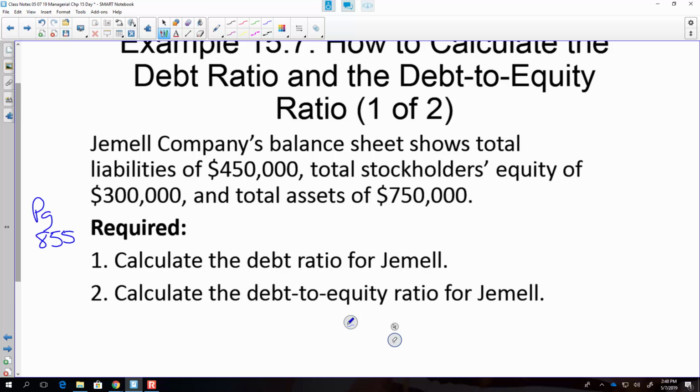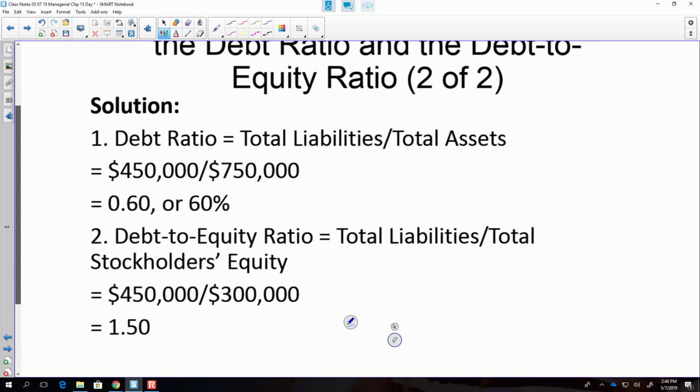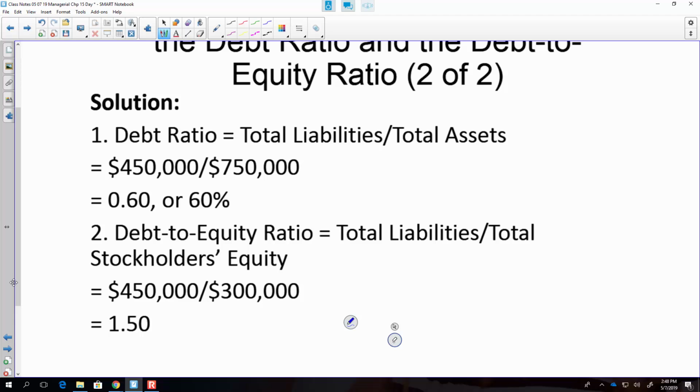Very simple computations, not difficult at all. Our debt ratio is 60%. Not too bad. Anything approaching 100% though is more risk, right? So we have to be careful with this number.